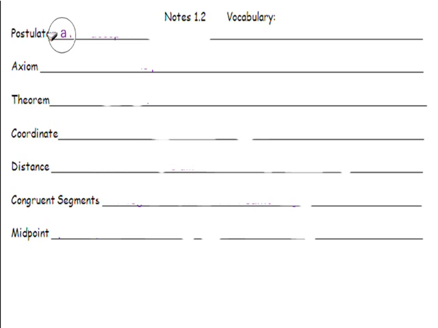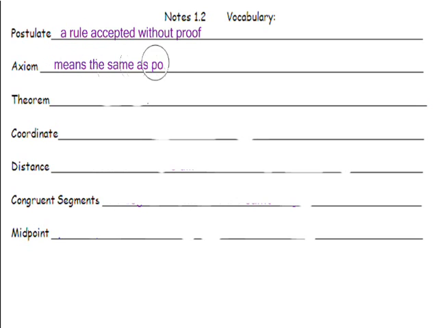We're going to begin with a postulate. A postulate is a rule accepted without proof. Axiom basically means the same thing as postulate, and we very rarely use it in this class, but it's still good to know. On the other hand, a theorem is a rule that can be proved. And not only can you prove it, but you must prove it before you get to use it in a proof, but those come later.